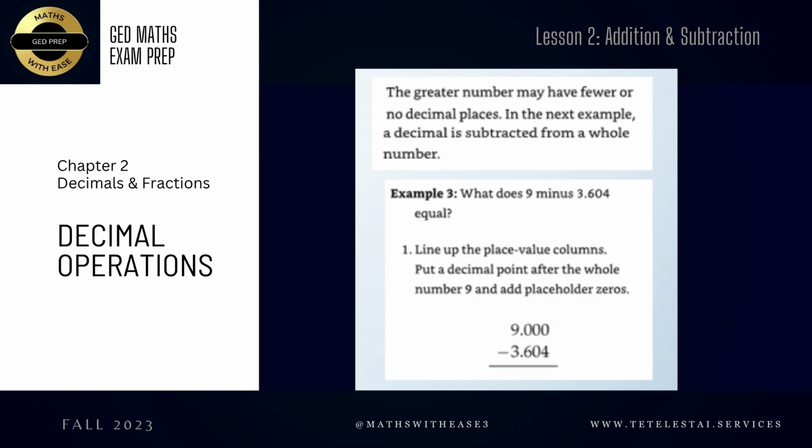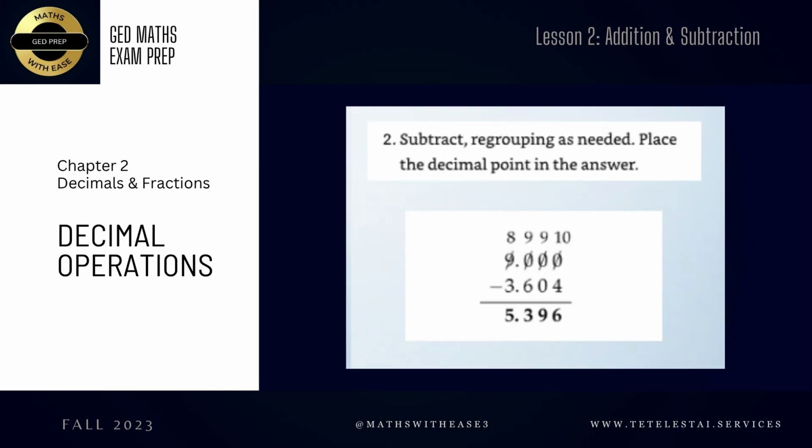You would start by stacking your numbers into a column, making sure that you carefully align the decimal points. But in this particular case, you would add zeros as placeholders so that each number has the same number of decimal places after the decimal point, right? So in this case, we've added 3 zeros, and 9 now has the same number of decimal places after the decimal point as 3.604, okay? And then you would proceed as normal with your subtraction.